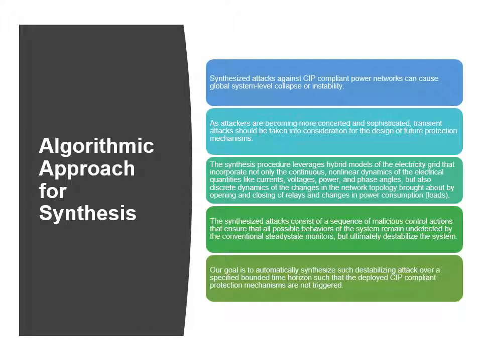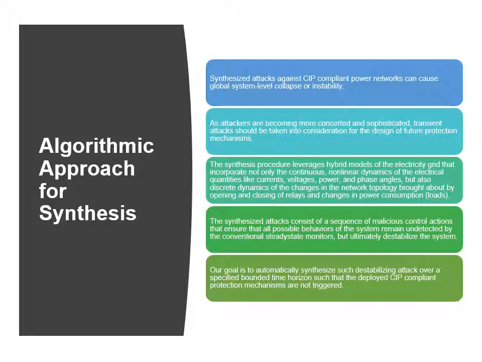This is why we came up with an algorithmic approach for the synthesis. Synthesized attacks against NERC CIP compliant power networks can cause global system-level collapse or instability. Attackers are becoming smarter day by day, so transient attacks should be taken into consideration for the design of any future protection mechanisms. Our synthesis procedure leverages hybrid models of the electricity grid that incorporate not only the continuous nonlinear dynamics of electrical quantities like currents, voltages, power, and phase angles, but also the discrete dynamics of changes in the network topology brought about by opening and closing of relays and changes in power consumption. It doesn't consider only the steady state values, but also changes in network topology, which I believe was not being considered.